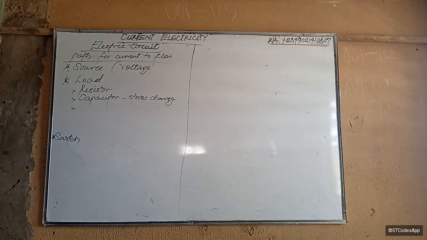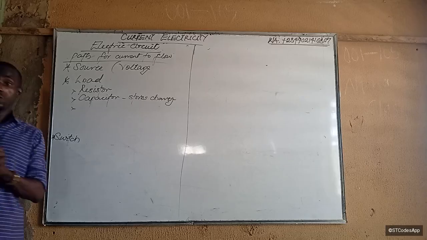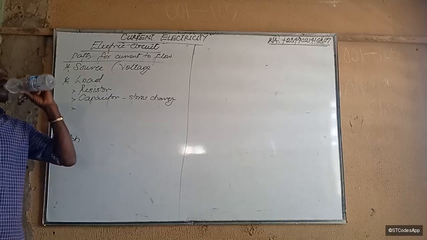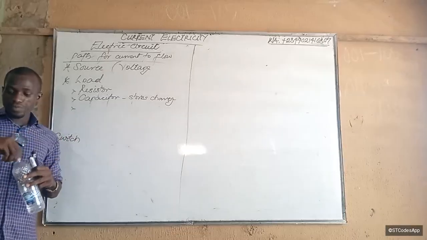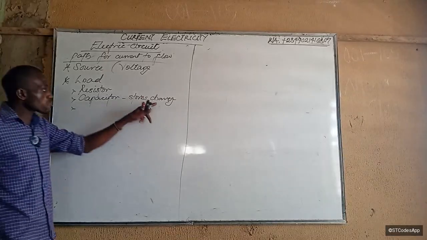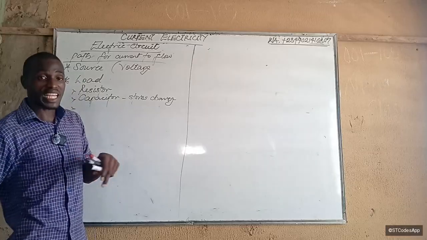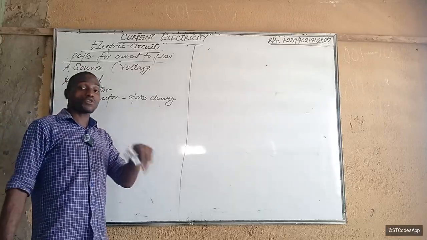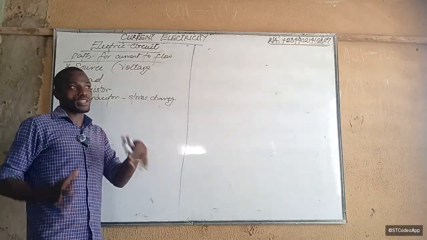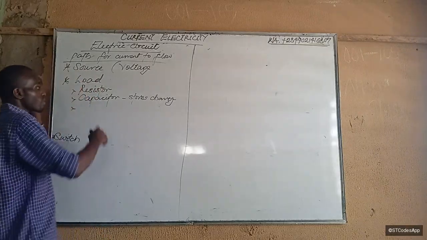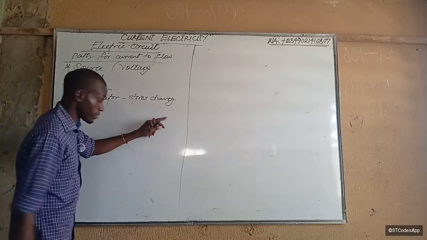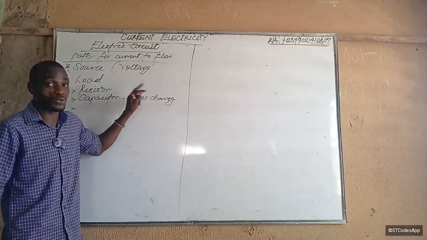We have a capacitor. I think we also have an inductor. An inductor is... this one stores electric charge, stores electrical energy, stores electric charge as electrical energy. Capacitor stores electrical charge, okay?